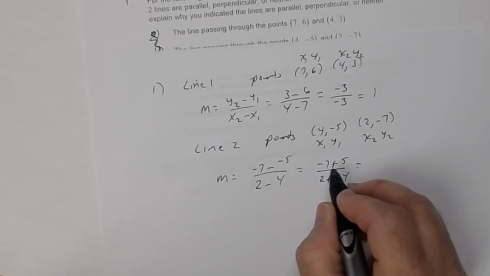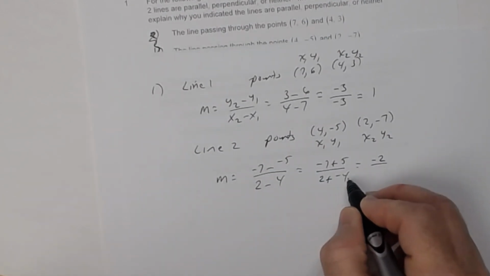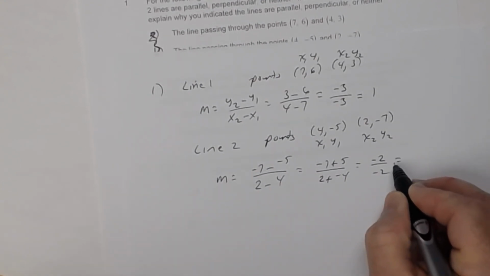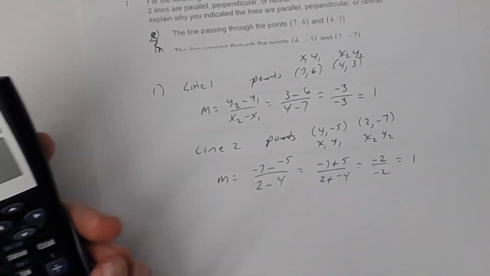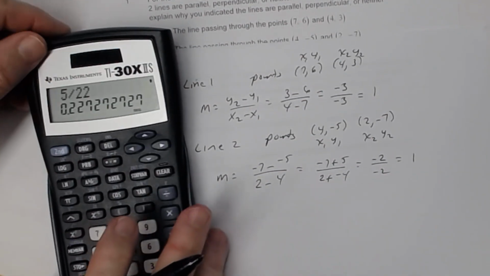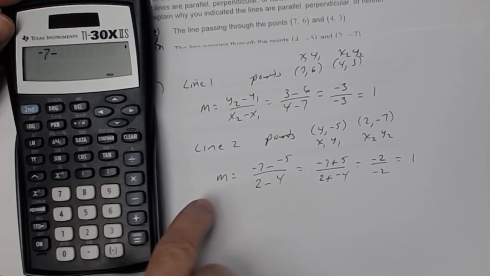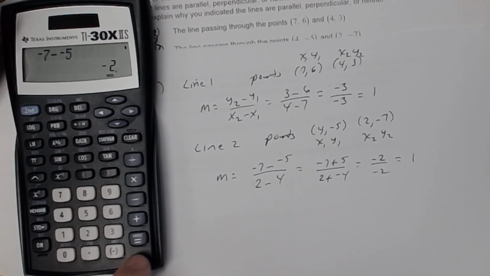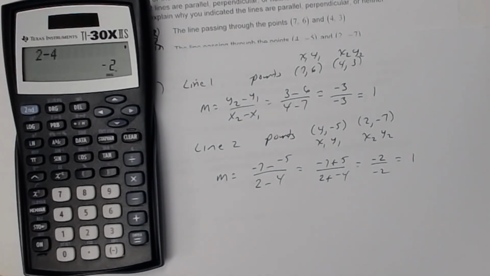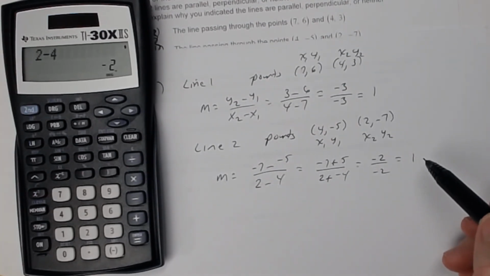And then using the idea of signed numbers, you have negative 7 plus 5, which is a negative 2, and 2 plus a negative 4, which is negative 2. A negative 2 divided by negative 2 is a positive 1. Using your calculator, you could have done the same thing. So you would have said negative 7 subtract negative 5 equals negative 2, and then 2 subtract 4 equals negative 2. Notice, though, in both of these cases, the slopes are equal.